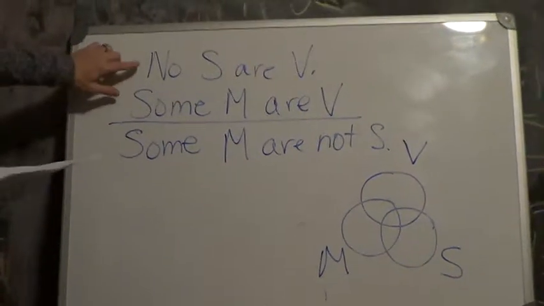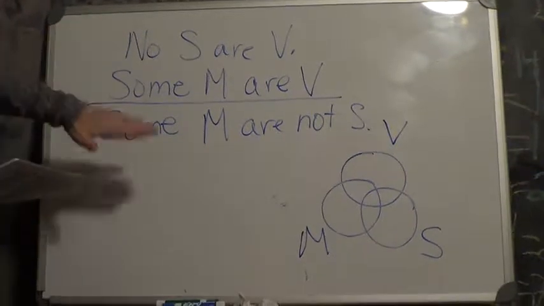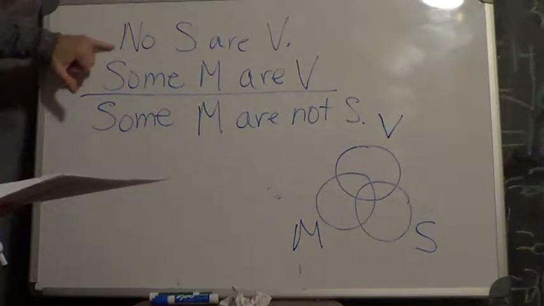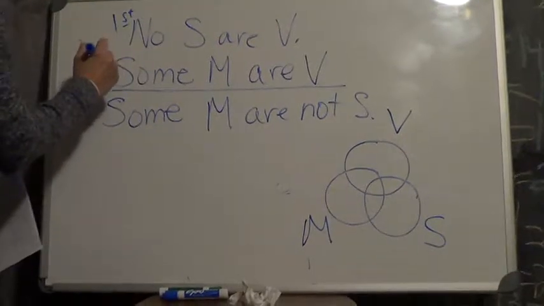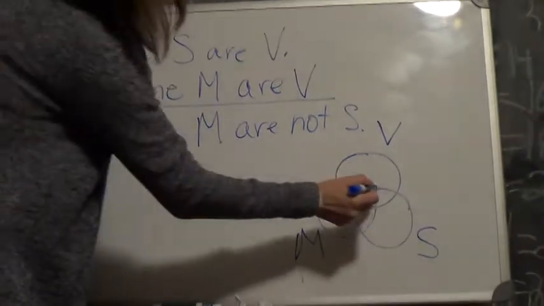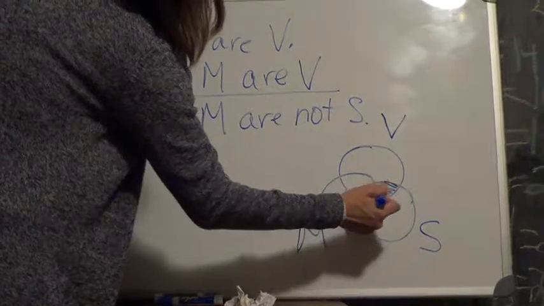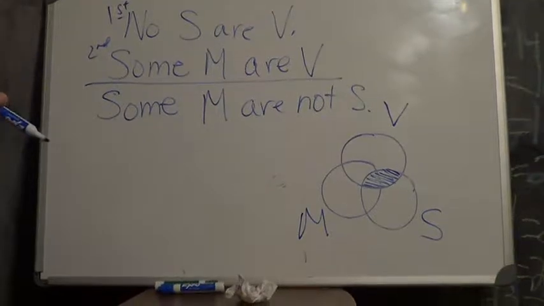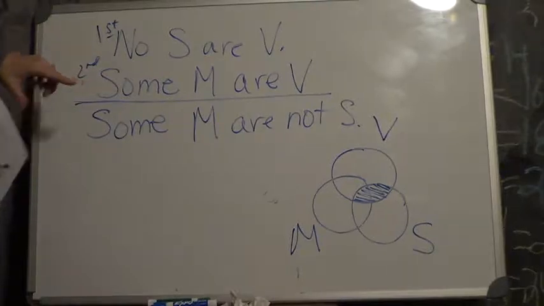Okay, so once again, we have a universal and a particular mixed. So again, we don't diagram the conclusion. We're just going to focus on the premises right now. Since we have a mix, we want to diagram the universal first. The order does matter here. And then we'll diagram the particular statement. So no S or V. I'm just looking at these two circles here. And what I want to do is shade the overlap between S and V, because that area is empty, since no S or V. And then now I have some M or V.